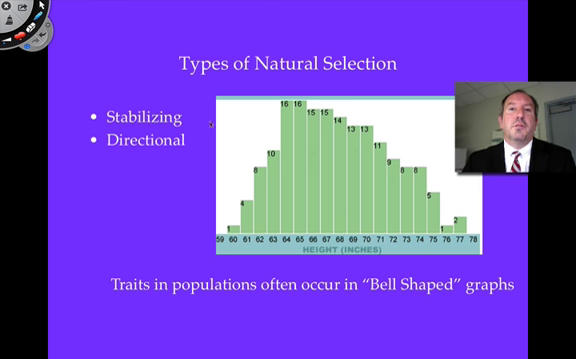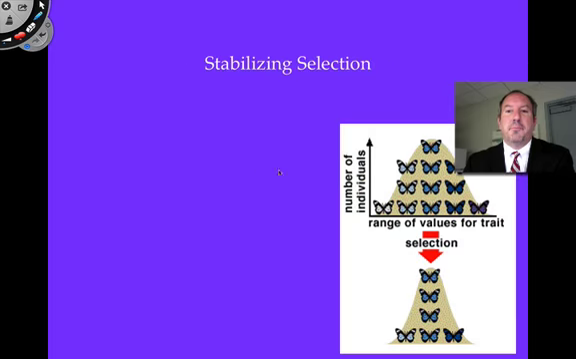Well, I want to introduce you to the different types of results that can occur from natural selection. Sometimes they're just simply called the types of natural selection. One's called stabilizing, another one's called directional, another one's called disruptive, and then sexual selection. And so let's jump right into that.